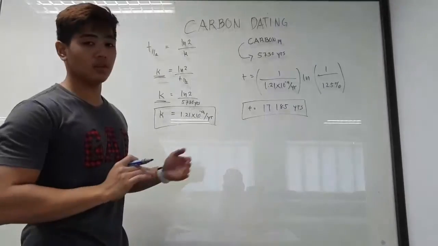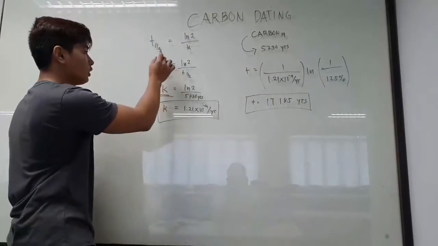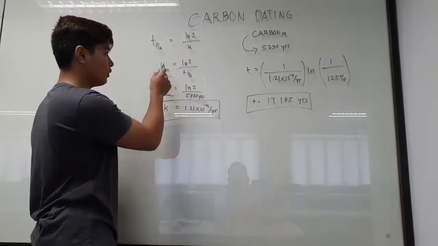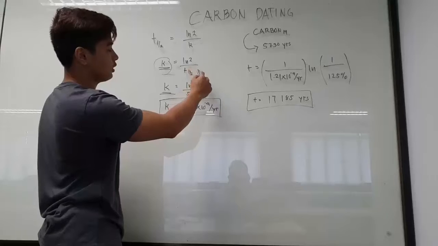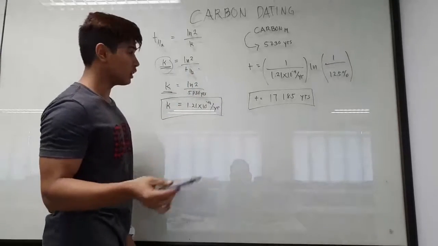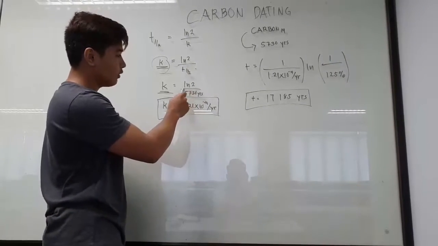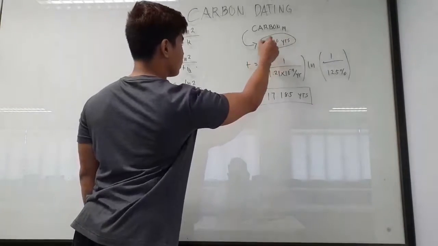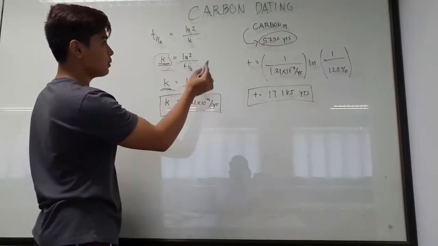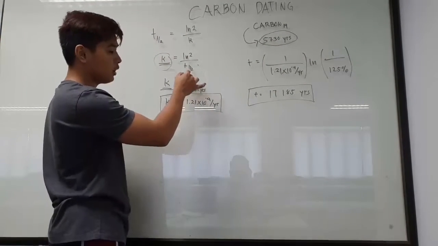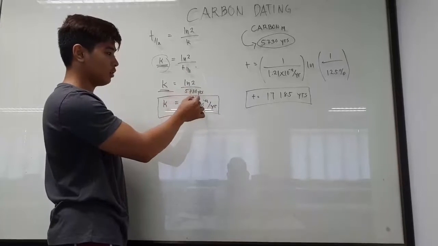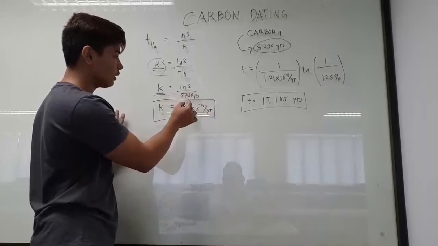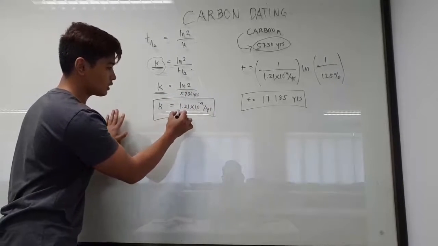Now we're going to solve the problem. This is the formula, so we must derive the formula for us to solve the value of k. Now we must substitute the given. The given of ln 2 is a constant. And now we have carbon-14, which has a half-life of 5,730 years, so we must include that here: t1/2, which is 5,730 years. If we divide ln 2 by 5,730 years, the answer is this.